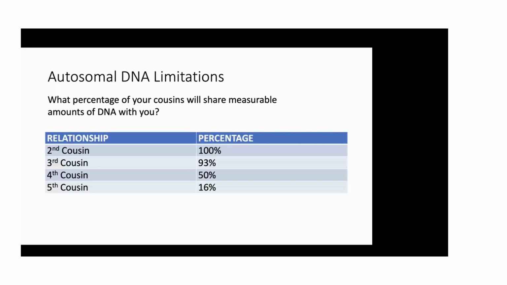Due to the randomness in the way DNA is inherited, some of our cousins may have inherited different segments and will not show up as a match. Any relative out to the second cousin level will always show up as a match. You have so much DNA in common that it will not be missed. But as the common ancestors get farther back, a declining percentage of cousins will share measurable amounts of DNA with us. For example, at the fourth cousin level, only 50% will actually show up as matches.